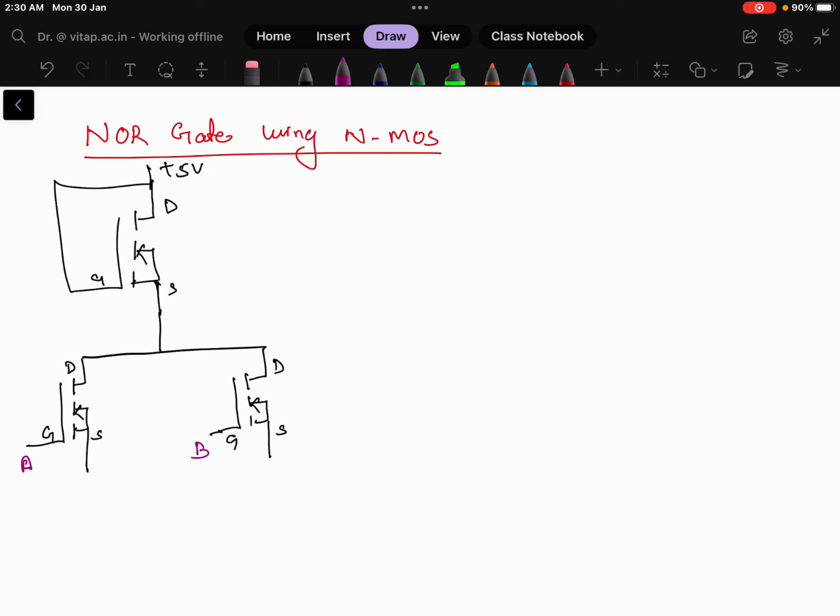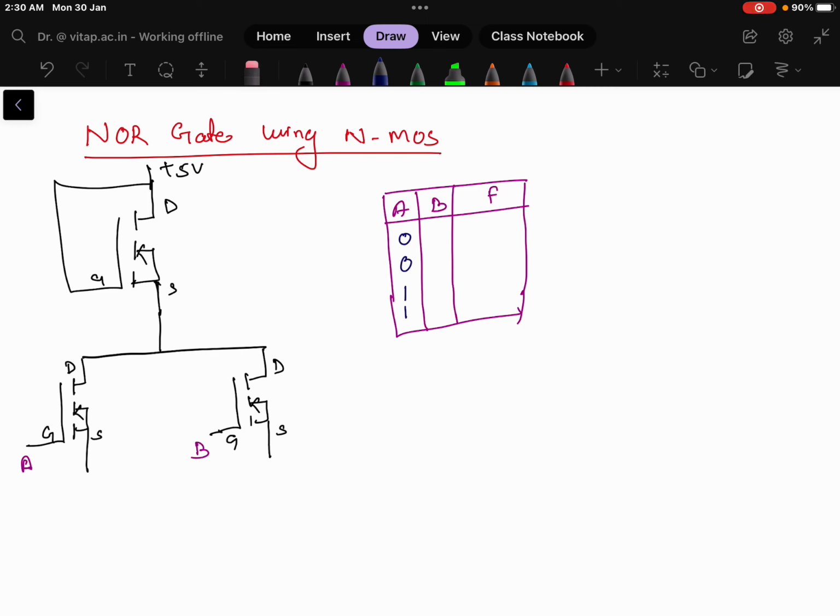Okay. Now let us do the truth table. Again in the truth table we have two inputs, that is A and B, and there is one output, that is F. So what will be the inputs? Combinations are 0 0, 0 1, 1 0 and 1 1. Let us apply all the conditions and see how the circuit works. Again the source side is connected to your ground, and the output is taken from this point, that is F or V out. Okay, so first condition is 0 0.